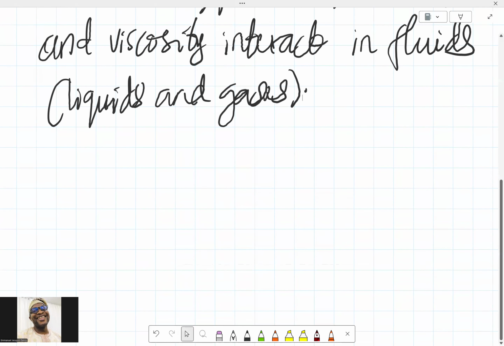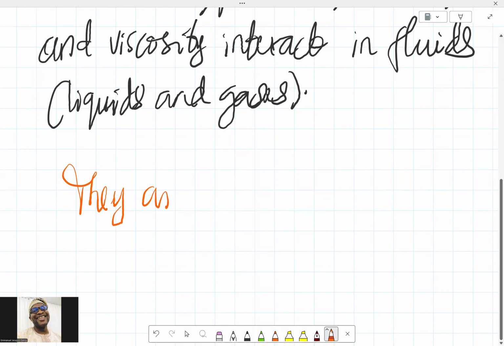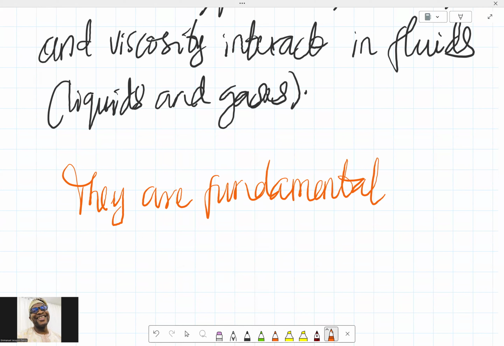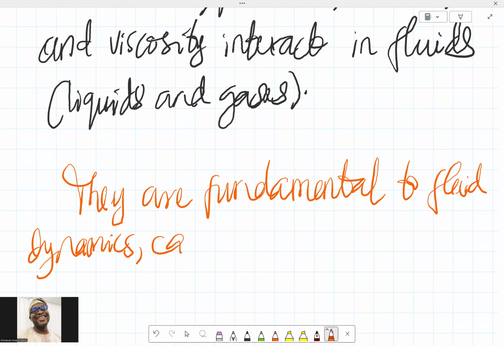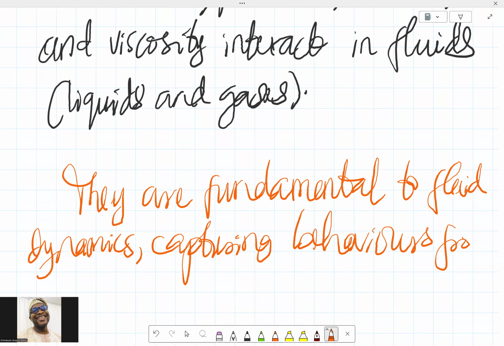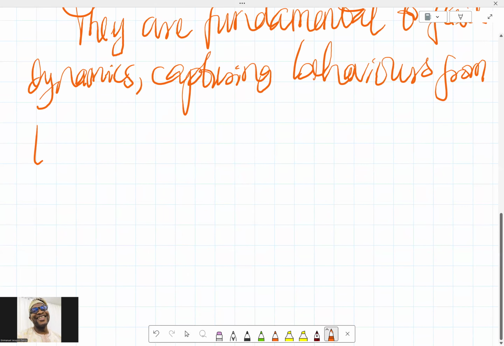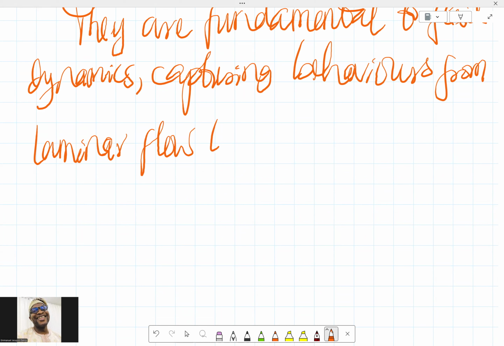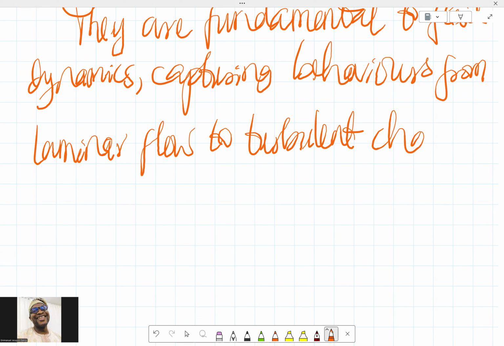Okay, so the Navier-Stokes equations are fundamental to fluid dynamics, capturing behaviors from laminar flow to turbulent chaos.